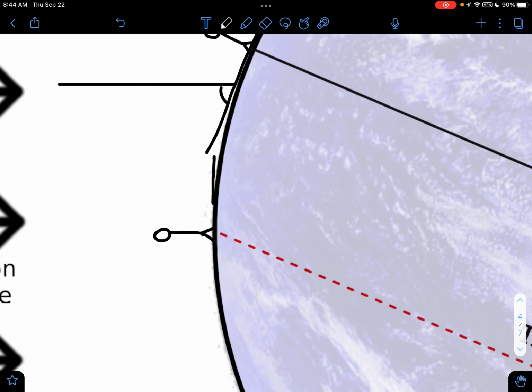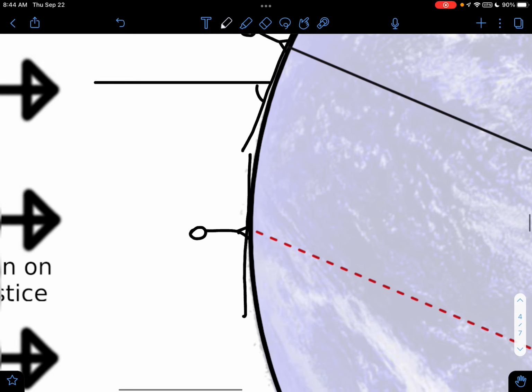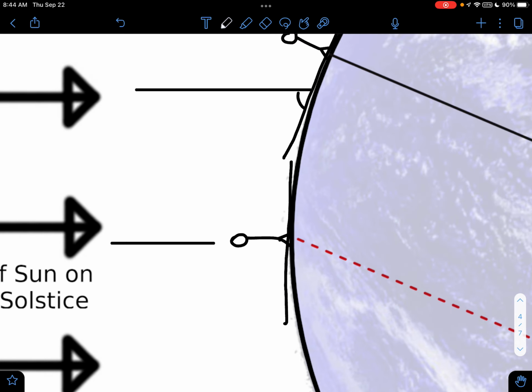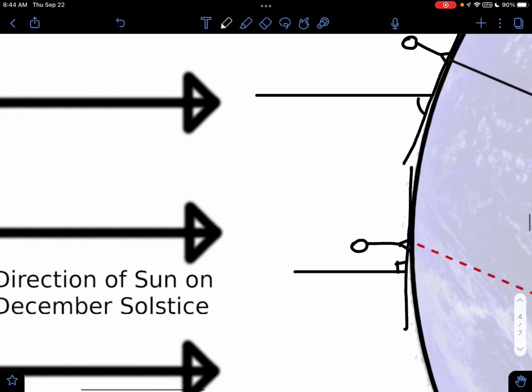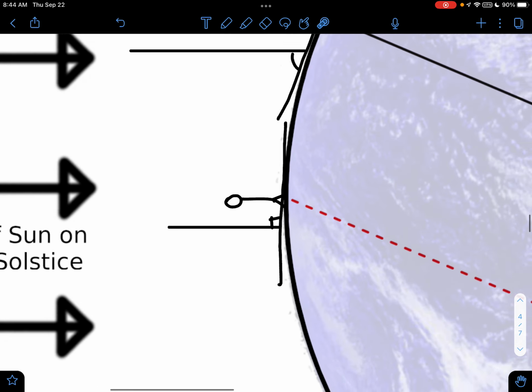I haven't done this one yet. All right, here's our horizon. Here's the sun coming in. If I were to do this, I didn't really draw it super well, but that's pretty close to a 90-degree angle. That means it's going to be directly overhead.